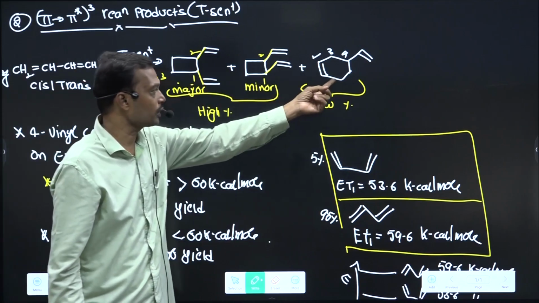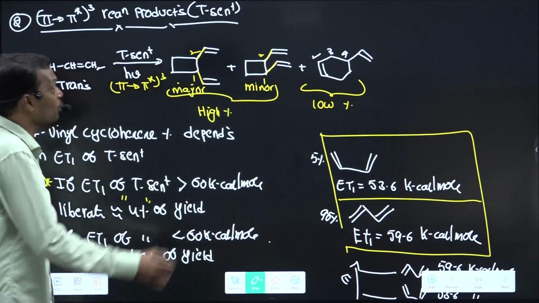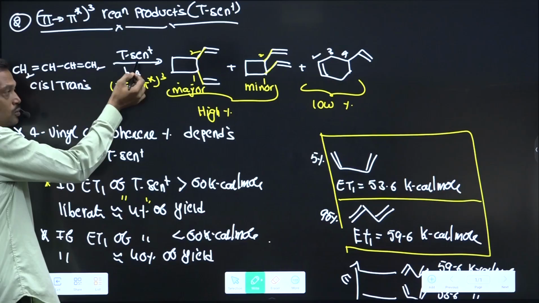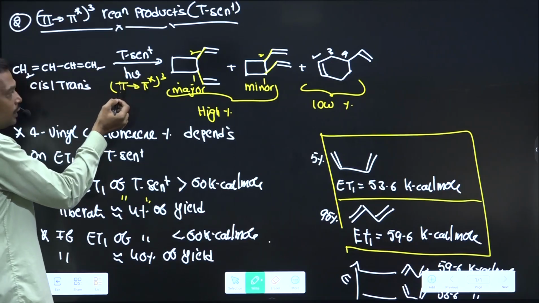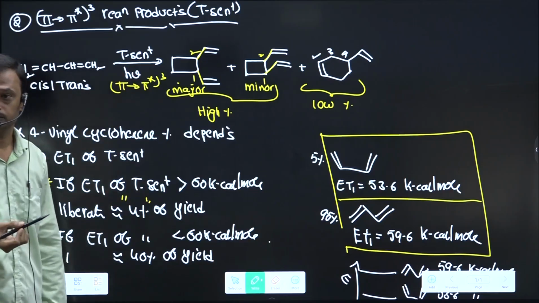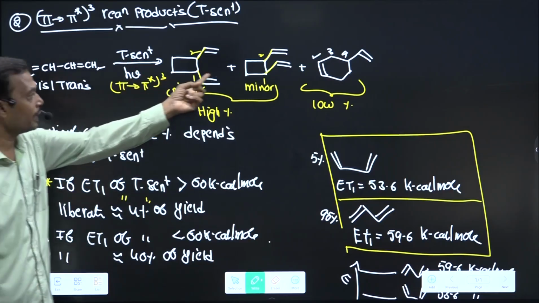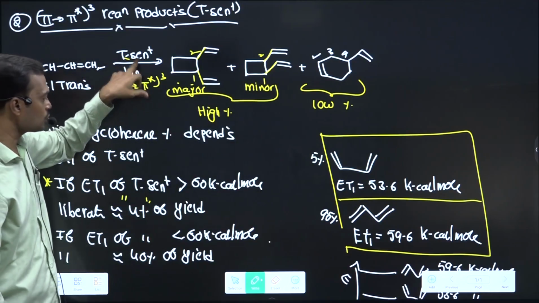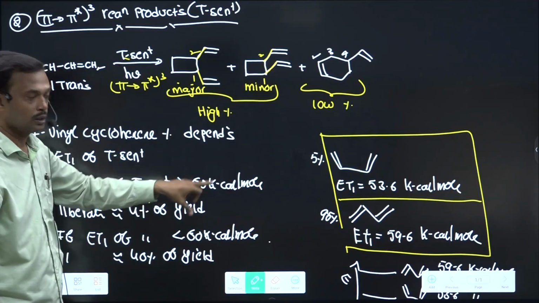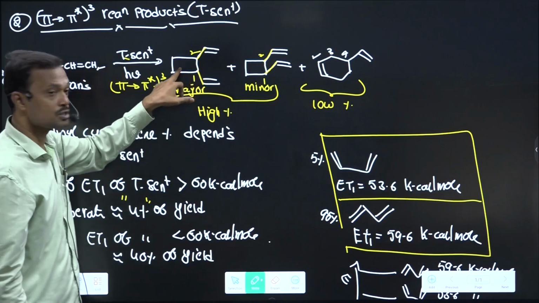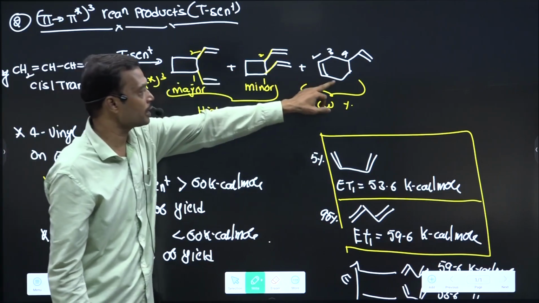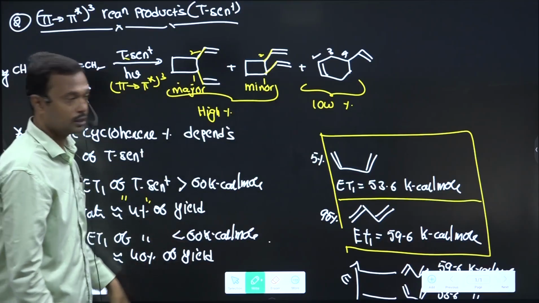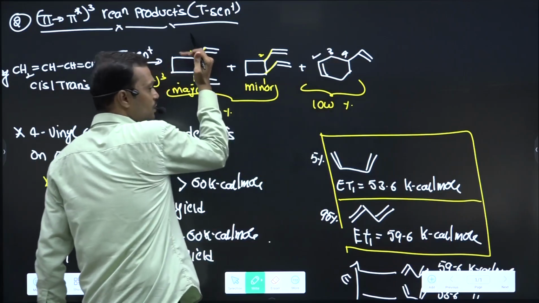See, what is the percentage of this one when I take ET1 value more than 60 kilocalorie per mole for the triplet sensitizer? Here I am using a triplet sensitizer, or not? Why am I using a triplet sensitizer? Because it is inefficient in pi to pi star triplet generation. So for that I am using a triplet sensitizer. This reaction product percentage depends on this only. If the triplet sensitizer energy is more than 60 kilocalorie per mole, then this percentage decreases and this percentage increases: very low percentage, very high percentage. If the triplet sensitizer value is less than 60 kilocalorie per mole, then this percentage starts increasing and this percentage starts decreasing.